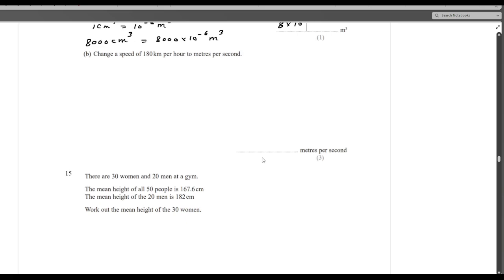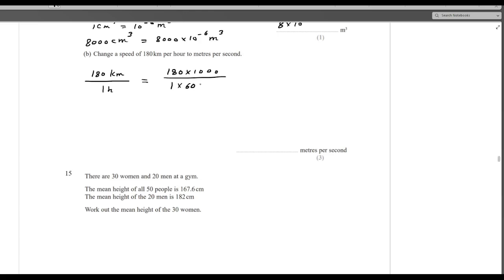Change a speed of 180 km per hour to meter per second. So here our speed is 180 km per hour. Now I have to convert it into meter per second. So this 180 km I have to multiply by 1000, and this 1 hour I have to multiply by 60 times 60. So this will be in meters and this will be in seconds.